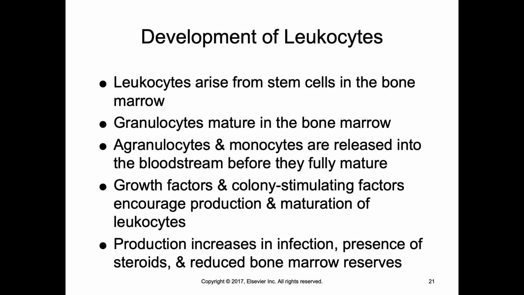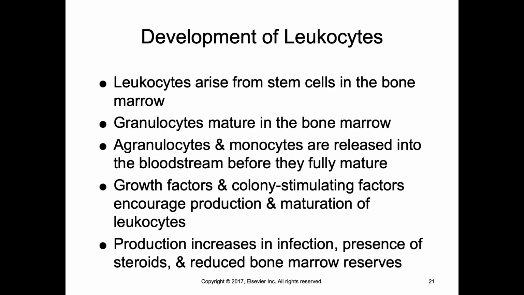Leukocytes: the development of leukocytes is called leukopoiesis, right? They come from stem cells in bone marrow. The granulocytes mature in red marrow. The agranulocytes and the monocytes are released in the blood before they're fully mature. Growth factors and CSFs encourage production and maturation of white blood cells. Production increases in infection and in the presence of steroids and reduced bone marrow reserves.